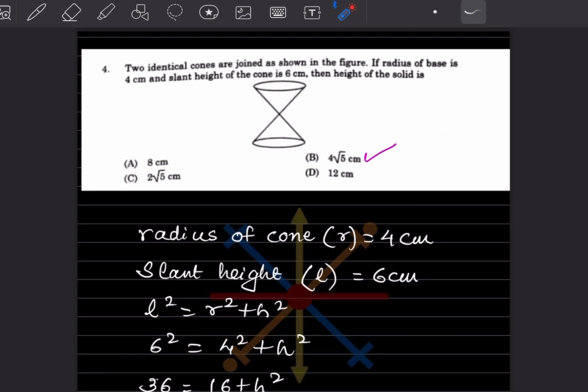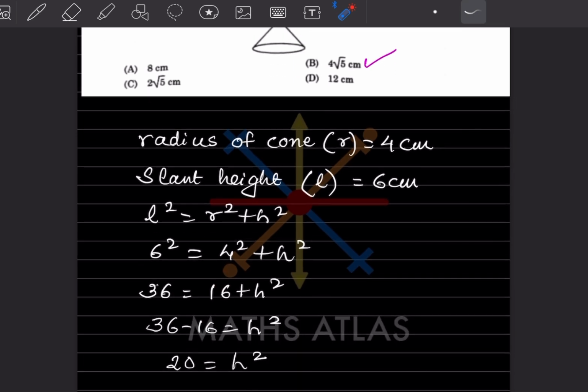We don't know the height. So this is 36 is 16 plus x square. So we'll take this on this side, that is going to be minus, 20 is x square. So now we will take the square root, taking the square root on both sides. We want the value of h. So what will you do? You will take 2.